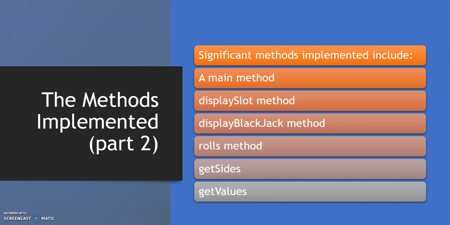Okay, so next we have our methods. Some of the significant methods I needed to include were the main method, the display slot method, the display blackjack method, which those three are all underneath the main class, and then I have the rolls method, get sides, get values, which are underneath the blackjack class.